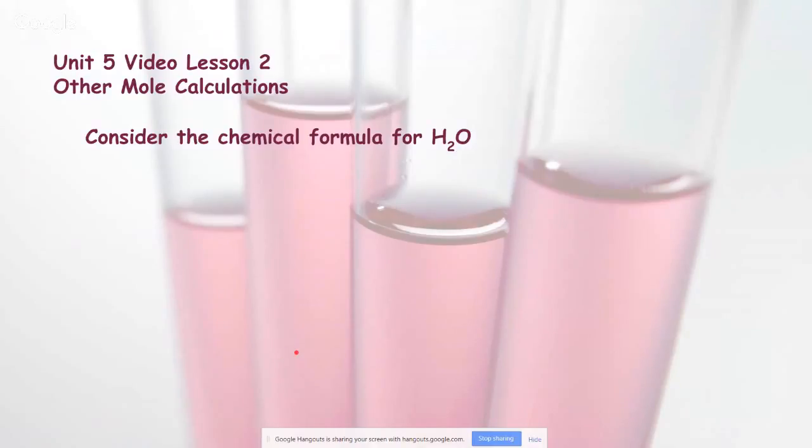So let's first consider the chemical formula for water, H2O. So what does that mean? Well, we've talked about this in the past, and so we know that the chemical formula for water means that you have two atoms of hydrogen and one atom of oxygen.